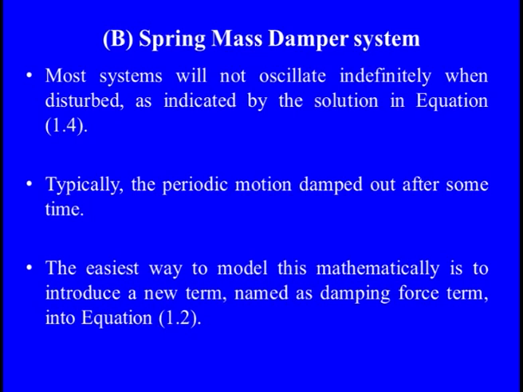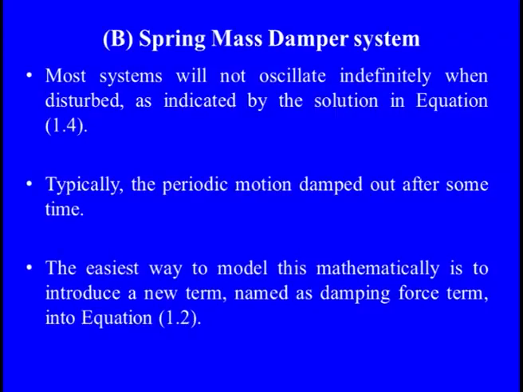Now we are adding the damper as one of the features, because we know that even when the system is excited, it does not have an infinite oscillatory feature. There is always some decaying feature, and this decay is mainly due to the damping part. Most systems will not oscillate indefinitely when disturbed. They have some mechanism through which these oscillations die out. Typically the periodic motion is damped out after some time.